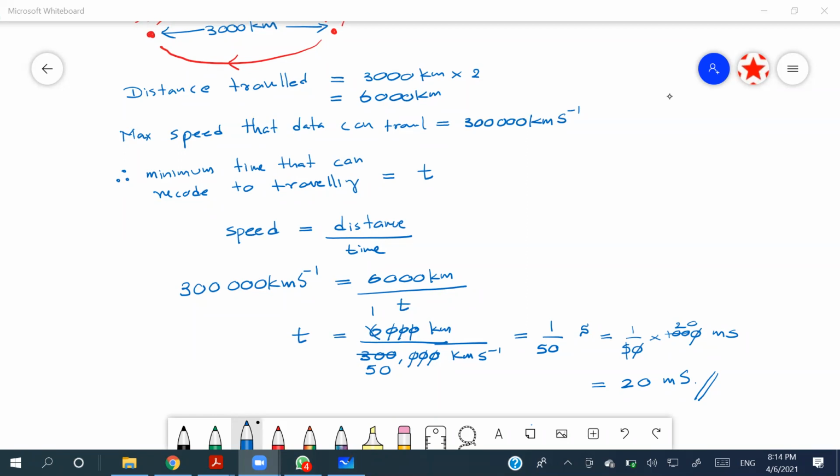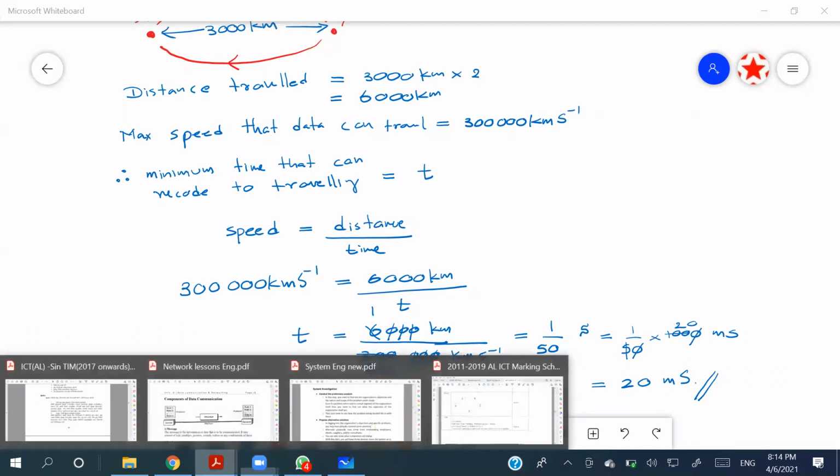So it's 20 milliseconds. This is the minimum time that can be recorded. So for light speed to go from X to Y and from Y back to X, it takes at least 20 milliseconds, not less than that, either 20 milliseconds or more than that.